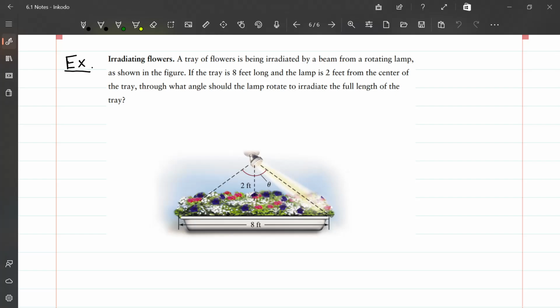Irradiating flowers. Well, now we know we're going to have a fun time. So, we have a tray of flowers, and what we're doing is we're shining a light on them, irradiating them. We're using a light that rotates from one side to the other.